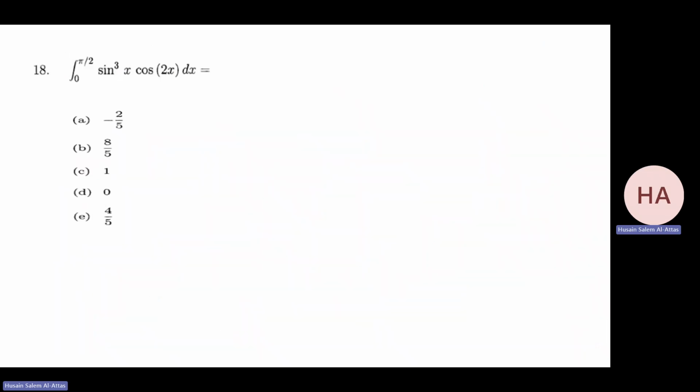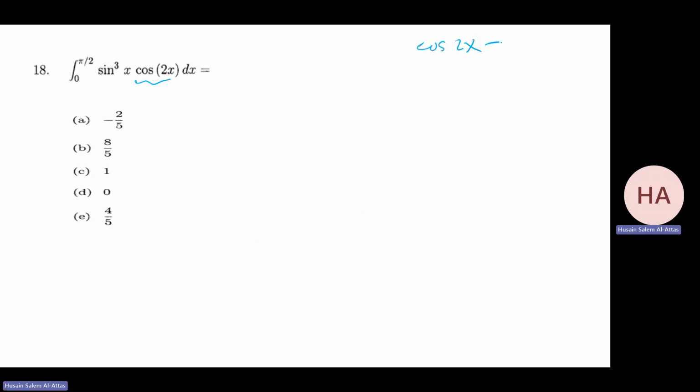Sine to the power 3 x cosine 2x. What to do? I think first I will open this cosine 3x and make it in terms of sine, which will be easier. The powers are odd. We can also do it in terms of cosine. You can do it in both, so let me do it in terms of sine.